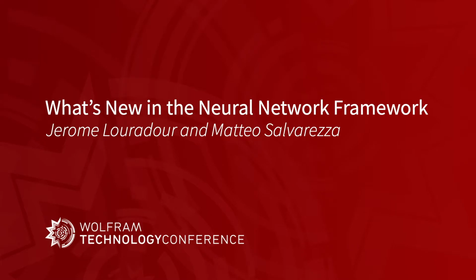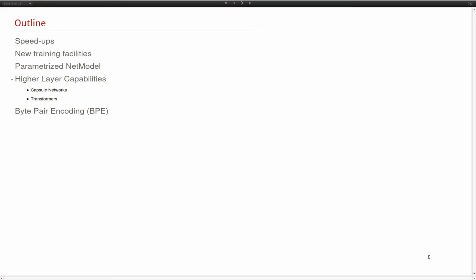Let's start. We are going to talk first about the speed up, then about some things we added to NetTrain to extend the possibility for training. Then also parameterized NetModel, which are kind of factories of a network which are not initialized. Like NetModel up to now, it was a pre-trained model, already trained, and now we extended the capability to add some parameters.